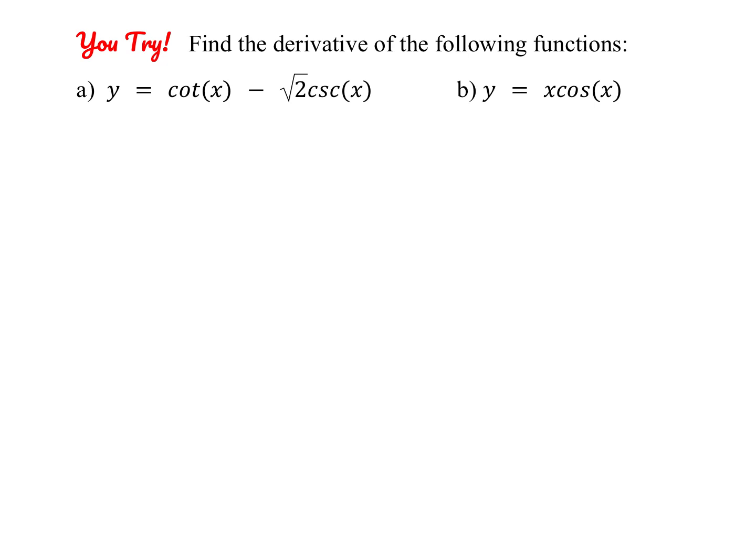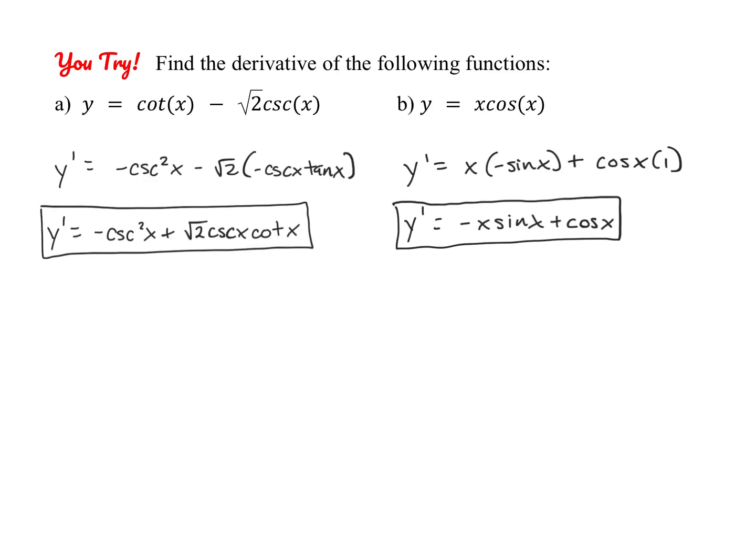All right, so to end this video, I have two for you to try on your own. So please pause the video and hit play when you're ready to check. All right, go ahead and check here. So in part A, you're just taking the derivative of cotangent, which is negative cosecant squared, and then cosecant, which is negative cosecant tangent. And then really just rewriting to multiply the negatives. And then for part B, you do need to use the power rule. So the first times the derivative of the second plus the second times the derivative of the first. And here's what you end up with.